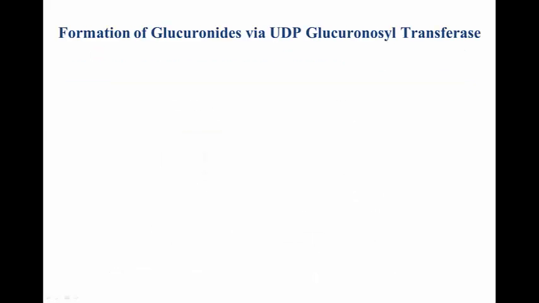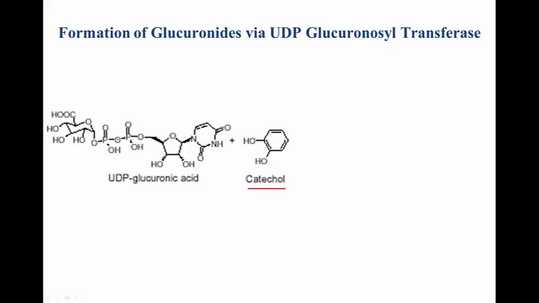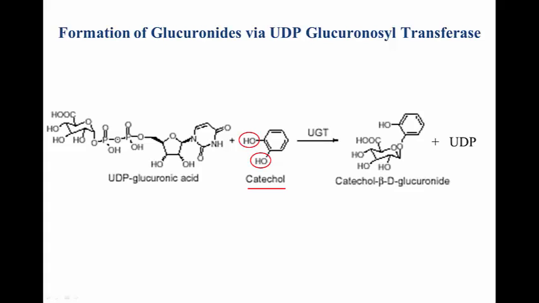Let's look at an example. From the chemical structure of catechol, can you guess where this compound may undergo glucuronidation? Catechol can be glucuronidated at either of the OH groups to form the conjugate product.